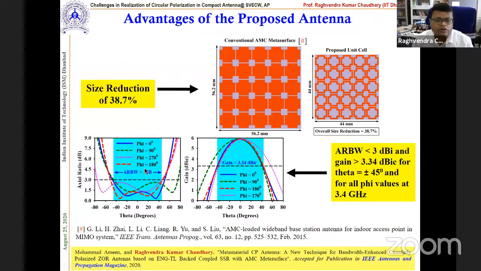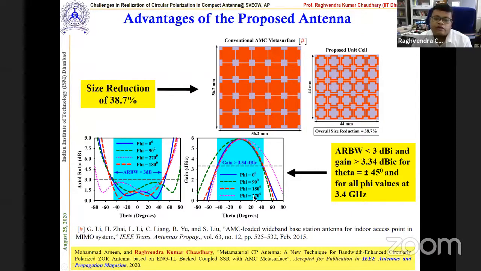And we have seen this particularly for different phi, correct, and theta between plus minus 40 degrees. So this is one of the achievements, I would say, and one of the contributions in CP antennas, the small antennas we made.